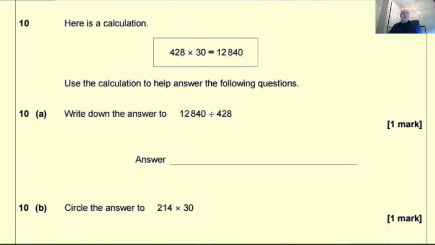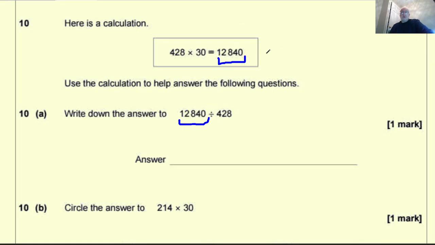Question 10. Here was a calculation. 428 times 30 equals 12,840. Use the calculation to help answer the following questions. So any question where it's saying use the calculation, we're looking to say, let's have a look at that value. Has it changed or is it the same? No, it is exactly the same.